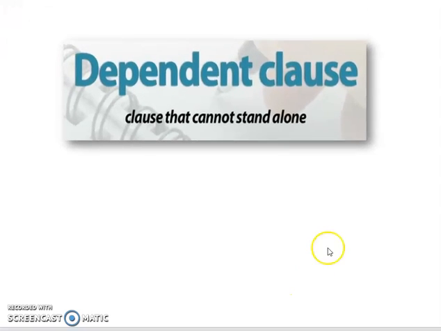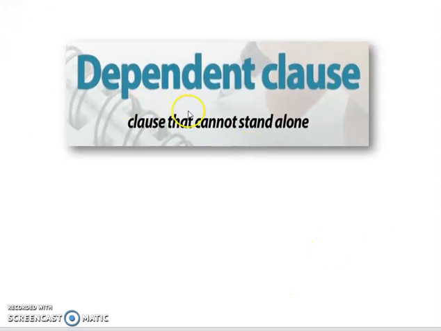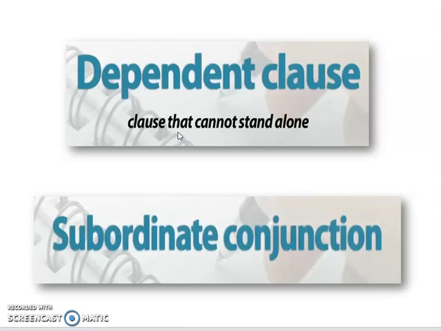Let's go to the second type. We call it dependent clause. The dependent clause is a clause that cannot stand alone in a sentence. It needs support. It needs another part to clarify it. So if I say "because I was hungry," is it clear? No. Why isn't it clear? Because it cannot stand alone. It's not reflecting a complete thought. It needs something to complete it. That's what we call dependent clause.